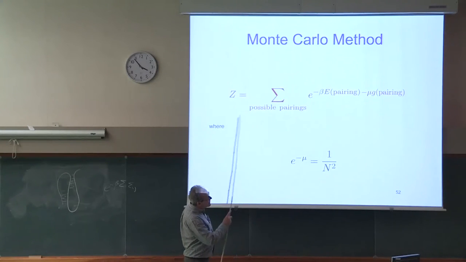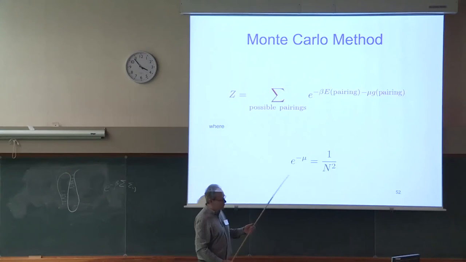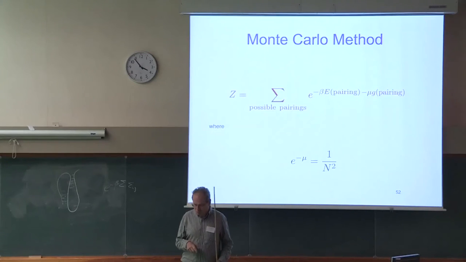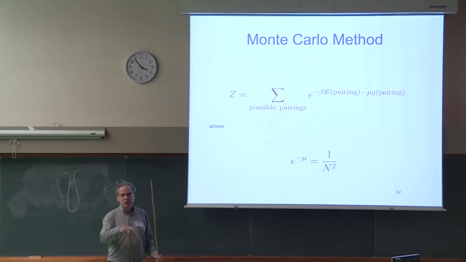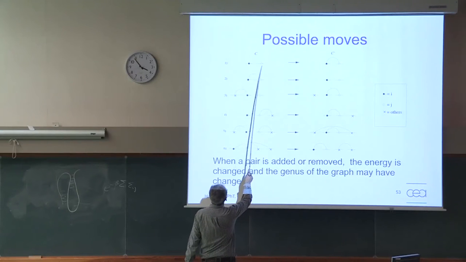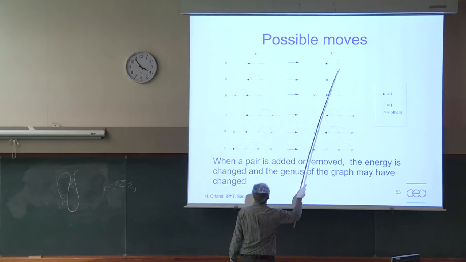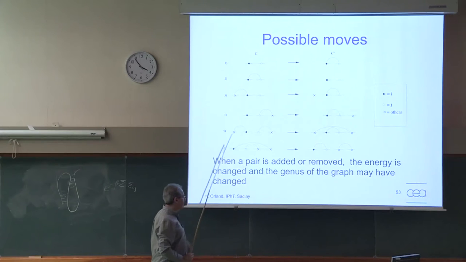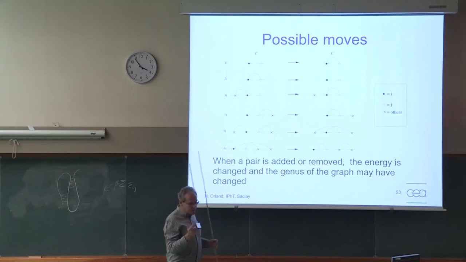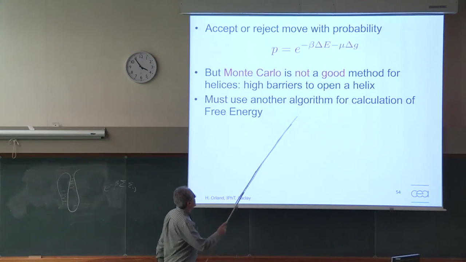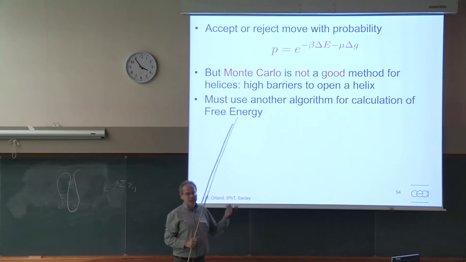And of course, if you relate it to this matrix field theory, the e to the mu is 1 over N squared. So the first idea one could have is to use a Monte Carlo method where you add a pair or you remove a pair. You take two bases and add a pairing, or when you have a pairing, you remove it. There is a certain set of moves which are ergodic, and when you do these moves, the energy and the genus of the graph can be changed.